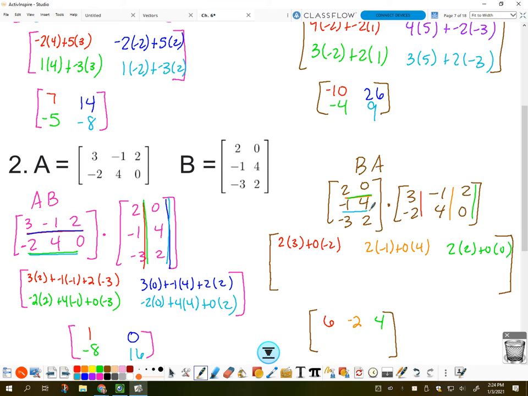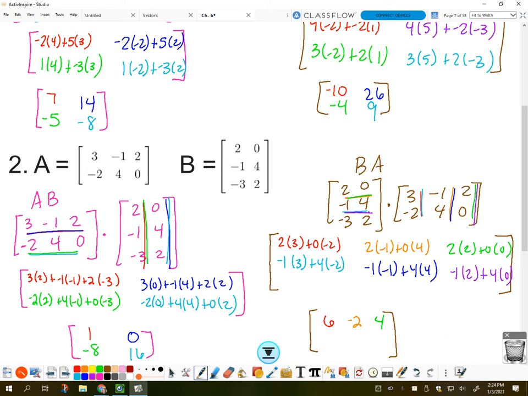Alright, so now we have these times these. So negative 1 times 3 plus 4 times negative 2. Then we would need to do these times these. So negative 1 times negative 1 plus 4 times 4. And then I'm going to run out of colors before we get done. This times this. So negative 1 times 2 plus 4 times 0.